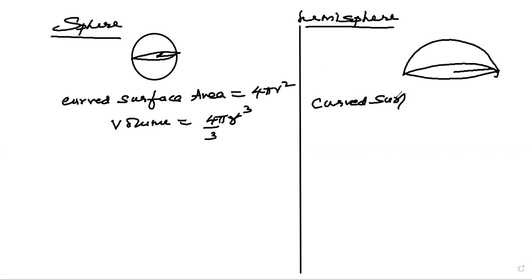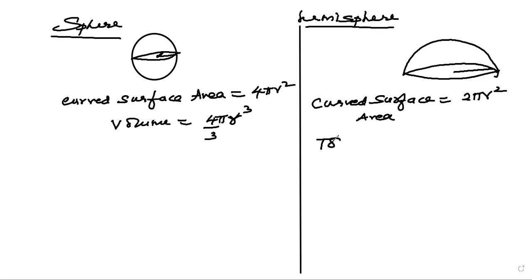Now curved surface area, naturally, should be half of the sphere. Half of 4πr² is 2πr². Aadha iska aadha. Okay. Then it has got two surfaces: one is a curved surface and the other a round surface.